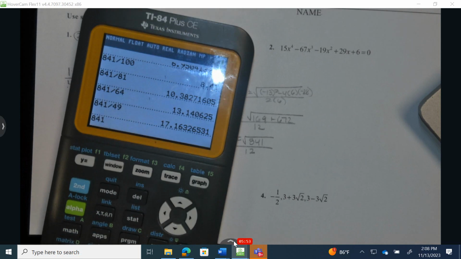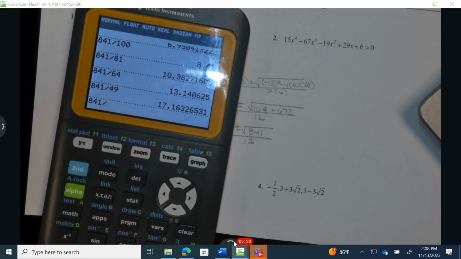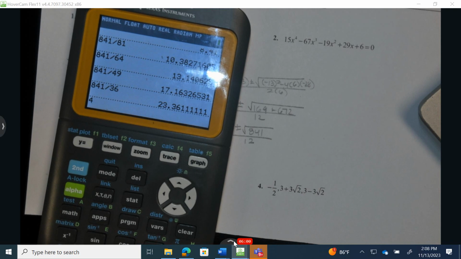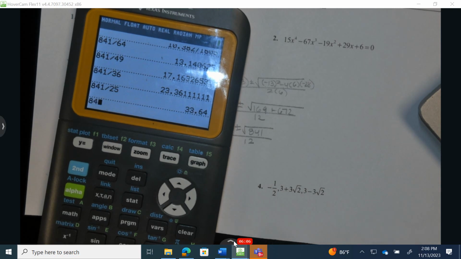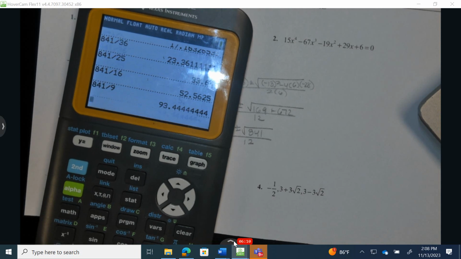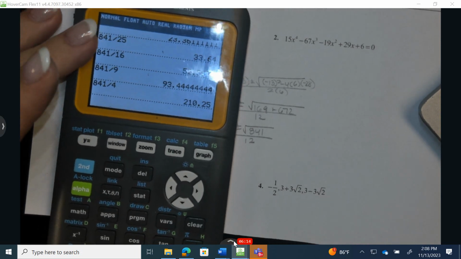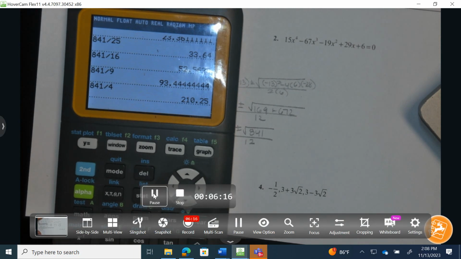Maybe I should have done a larger number. I started with 16. I may have had to start with a larger number is what I'm thinking. So 7 squared, 6 squared. Oh, gosh. 841 divided by 25. Okay. That's 5, 4, 3. That's not going to work. Okay, so I should have done larger numbers. Let me break this apart into larger numbers.